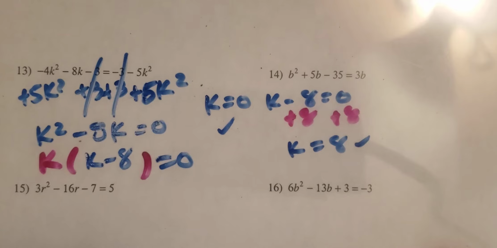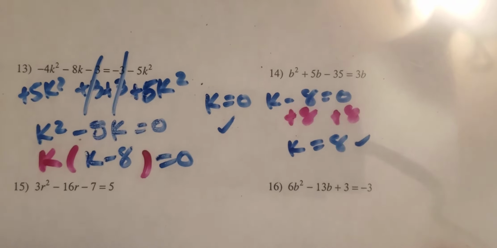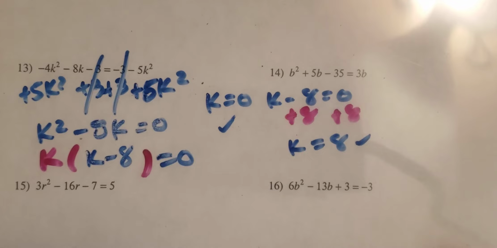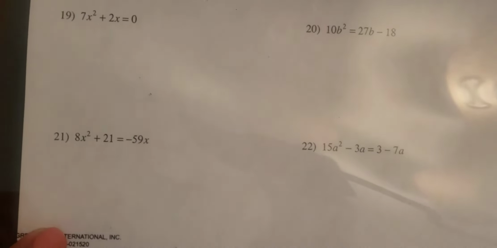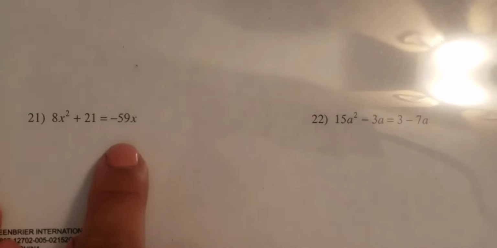So I am going to do, I think, one more with you. And the last one that I'm going to do is, let's try 21. They usually say the ones at the end are usually the hardest. So here's number 21. I'm going to zoom in a bit. Okay, here we go. We have 8x squared plus 21 equals negative 59x.